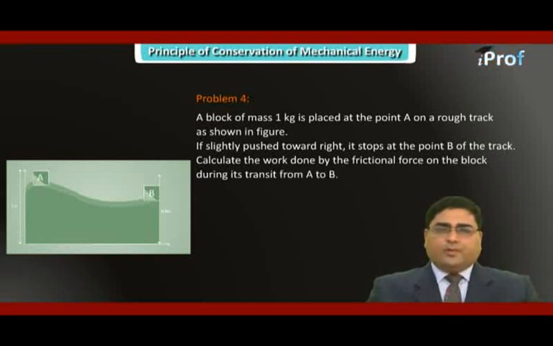Once again, listen to the problem. As shown in figure, the block is moving on a rough surface from point A to point B. The initial velocity at point A is 0 and the initial position of point A is 1 meter above ground and final position of point B above ground is 0.8 meter. You have to calculate the work done by frictional force during the transit of block from point A to point B where block gets stopped.